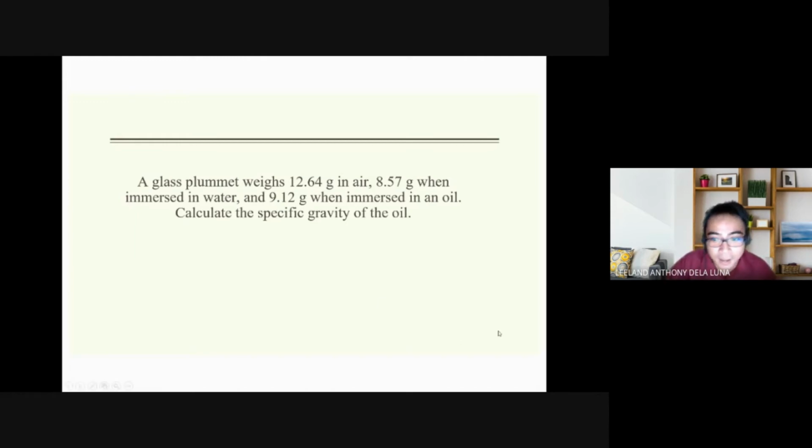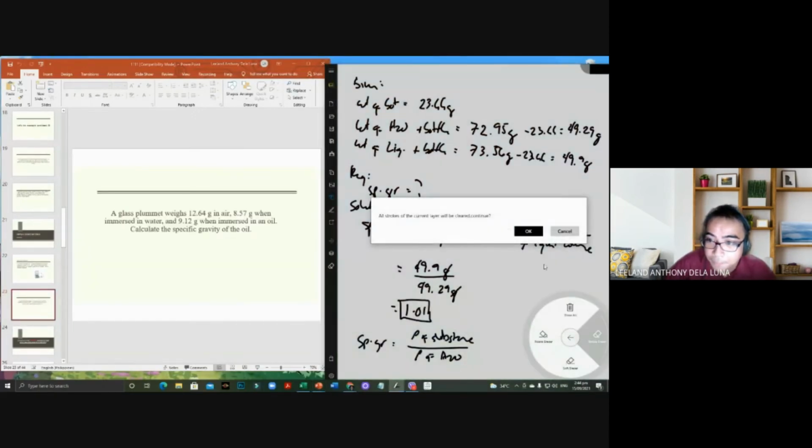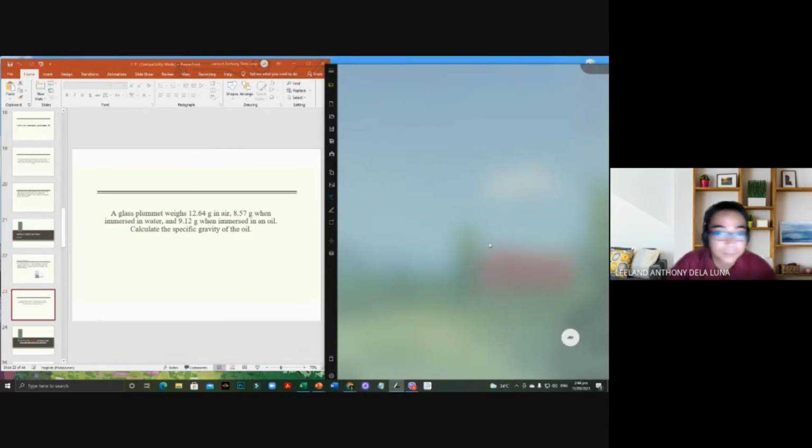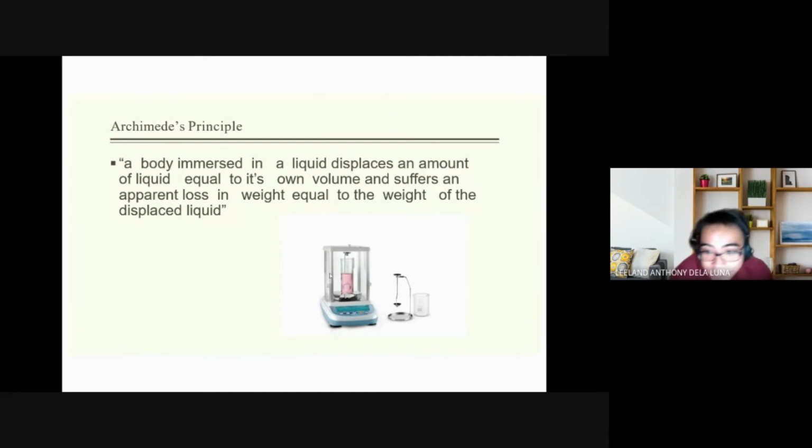Okay, so let me, ito na ako magsusulat. Okay. So here, class, sabi natin, ang given natin, weight of plummet. Okay, ito si plummet, class. Ito yan. Ito si plummet. Tapos isa-submerge mo yan, ito parang yung maliit na ganun. Kita nyo ba? I'm so sorry. Here, this one. That's the plummet. Okay? So, i-weigh natin yan.